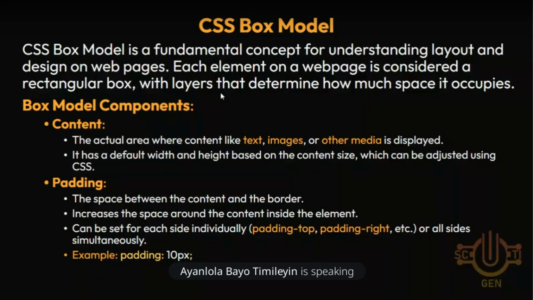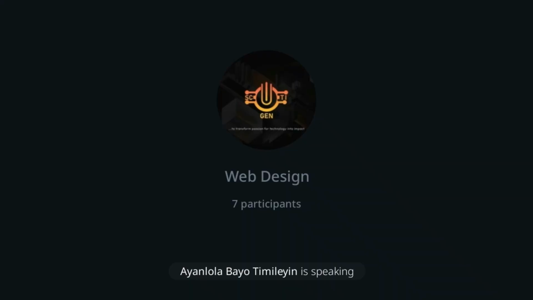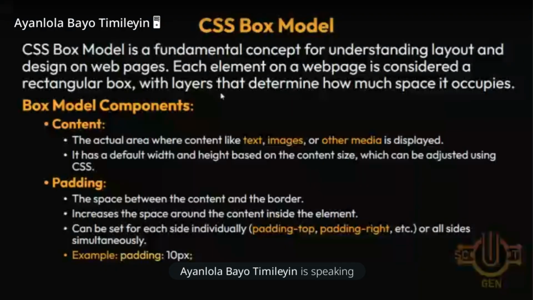What this means is that every HTML element that you type in your HTML code is represented as a box. Whether it is a child element or a parent element, it is actually a box, and we can determine the layers of this element and the space they occupy on the web. So the components of the box model are the content, the actual content.